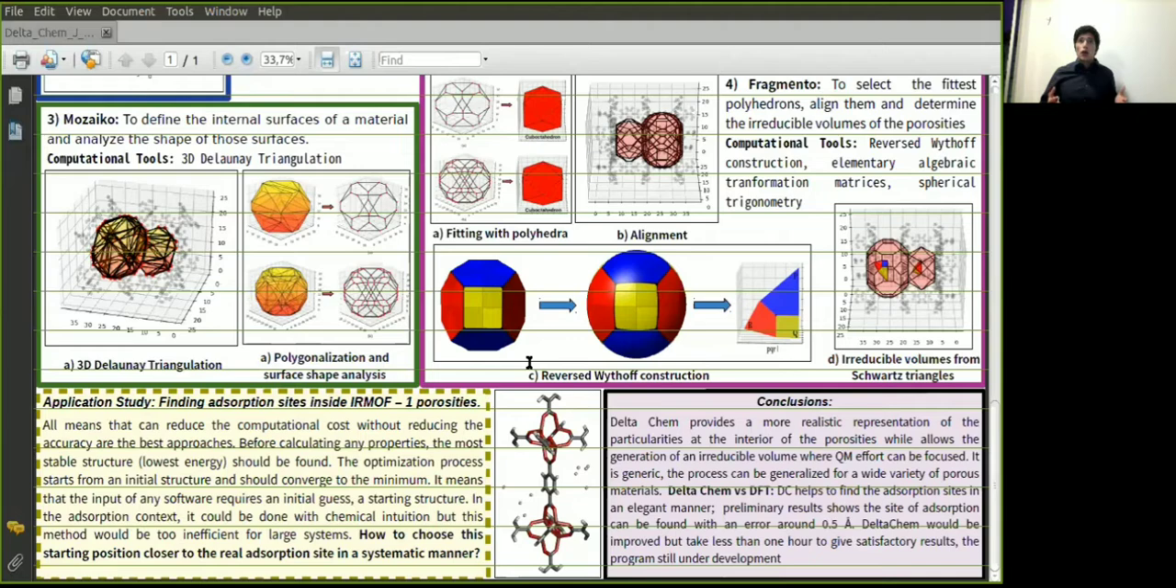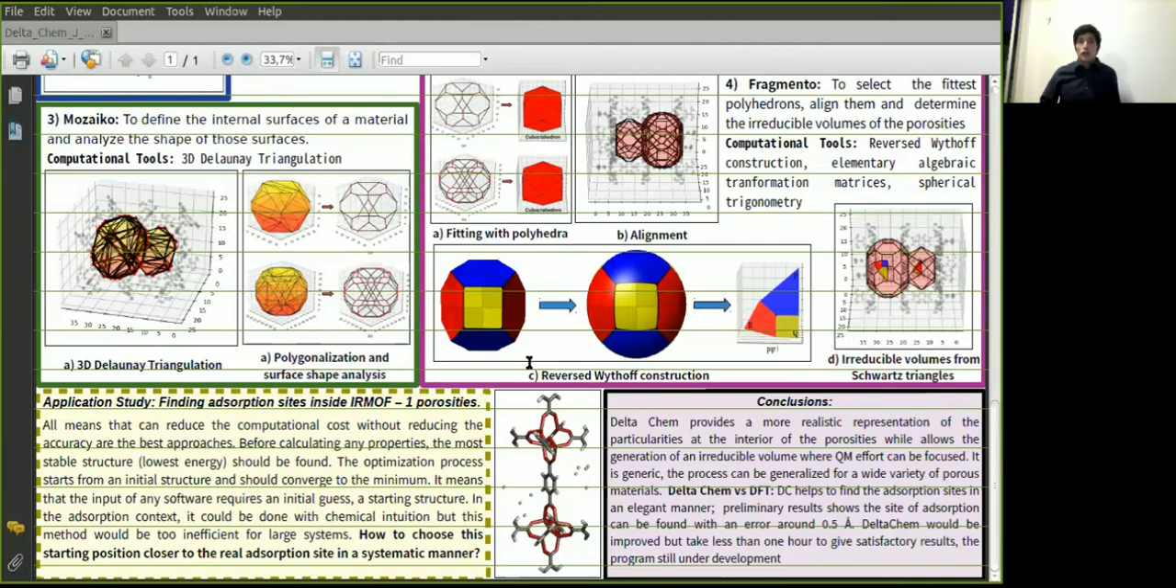After that, we can conclude that Chem provides a more realistic representation of the particularities of the interior of the porosities while allowing the generation of an irreducible volume where quantum mechanical effort can be focused. It is generic, so this process can be generalized for a wide variety of porous materials. Chem helps to find the adsorption sites in an elegant manner.